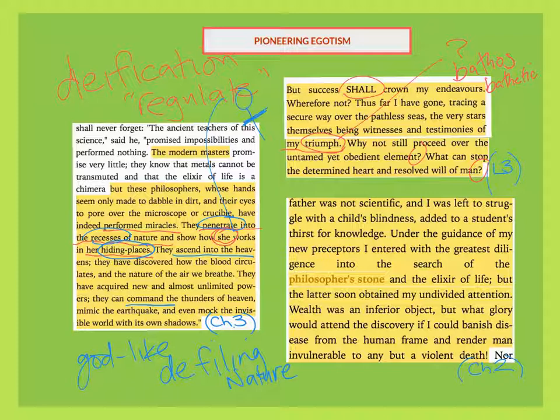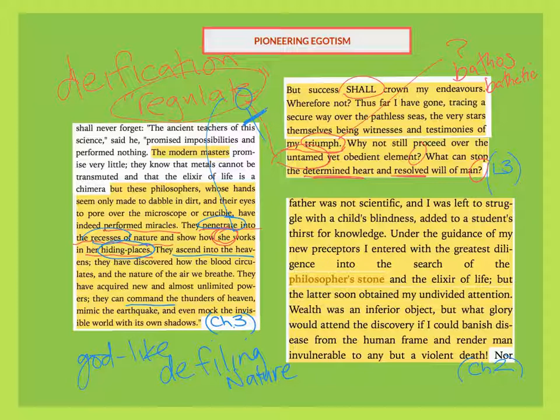Why not still proceed over the untamed yet obedient element, this one in particular? What can stop the determined heart and resolved will of man? So, don't answer it, it's a rhetorical question, but I think the implied answer is nothing. Once man, during the period of the Enlightenment, has that ambition and determination to pioneer, to seek glory, the worrying answer to that question is nothing.